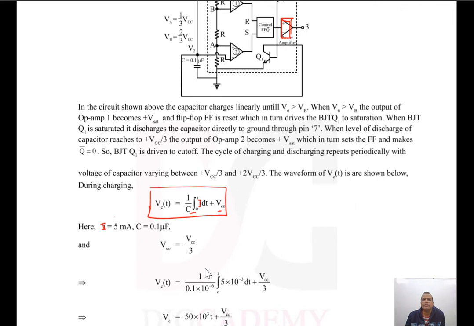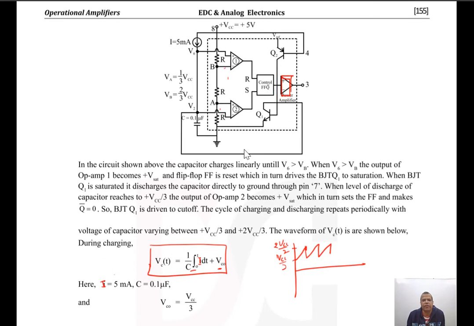Initial voltage, remember the voltage across the capacitor varies between 1 by 3 VCC and 2 VCC by 3. This is the variation across the capacitor due to these internal op-amps. So then it comes to ground, then again like this, comes to ground, again like this. Please see carefully how it is going to happen.